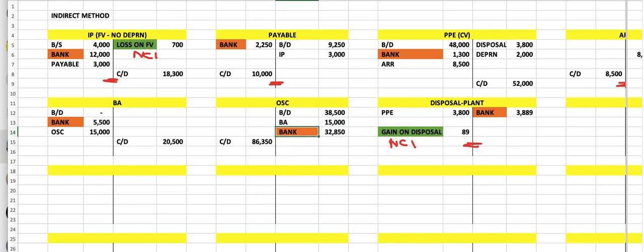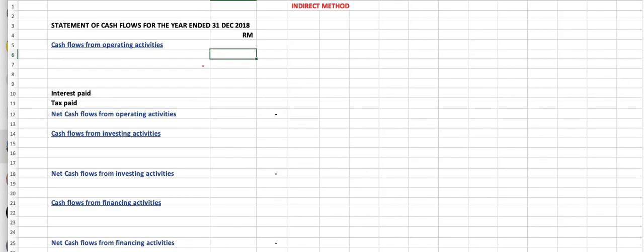So sekarang ni account kita untuk OSC dah balance, kita boleh tutup. BA juga dah balance, boleh tutup. Okay, alright, now we read the next number 5. Profit before tax was 7.8 million. Okay, this one akan masukkan dekat sini because this is indirect method. So we will start with net profit before tax. So it's given here 7.8 million. Okay, saya letak 0.0 ke atas lah.